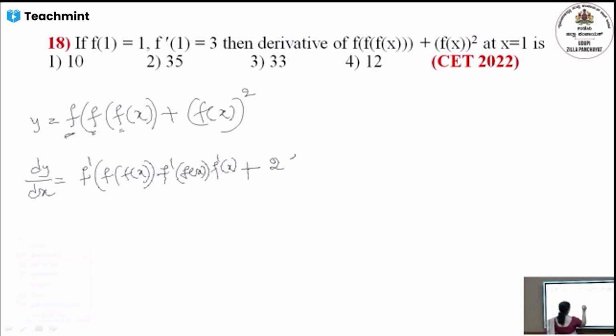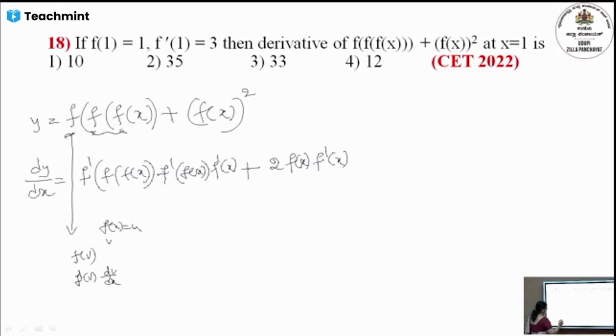Plus, derivative of f of x whole square is what? 2 into f of x. So here I am using the chain rule. Derivative of f is f dash of this, derivative of this f is f dash of this, derivative of this f is f dash of x. See, for example, this f of x, if I take it as u, then this f of x I can take as v, then it will be f of v. How do you differentiate f of v? f dash of v into derivative of v, correct? Then dv by dx would be what? f dash of f of x. Then derivative of u would be what? f dash of x. So we are using chain rule here.